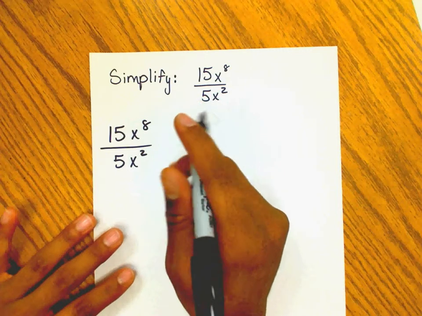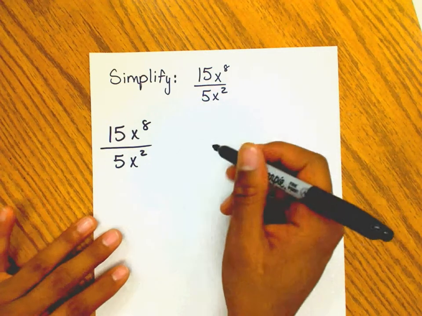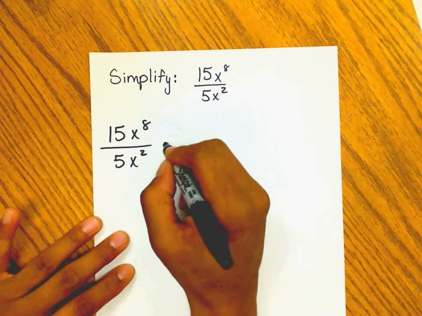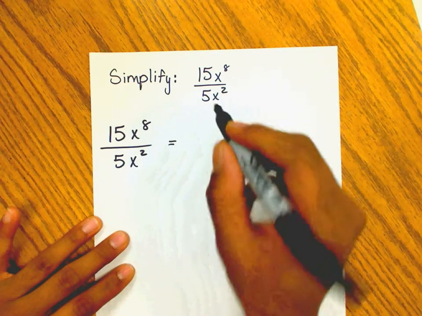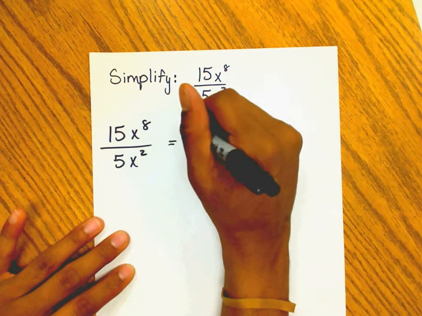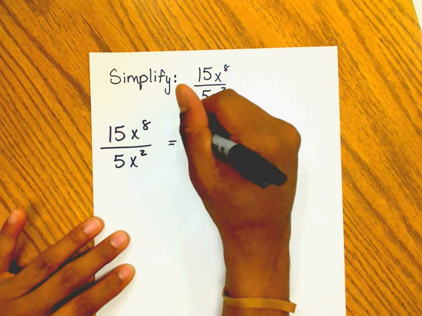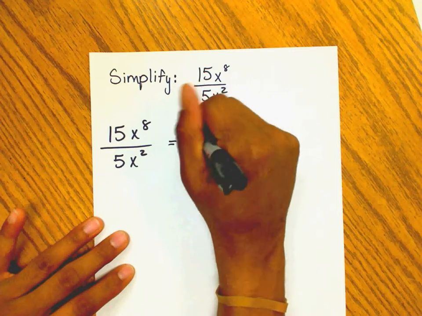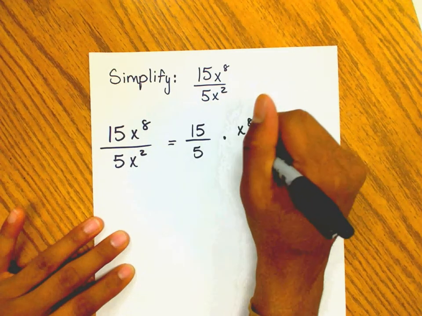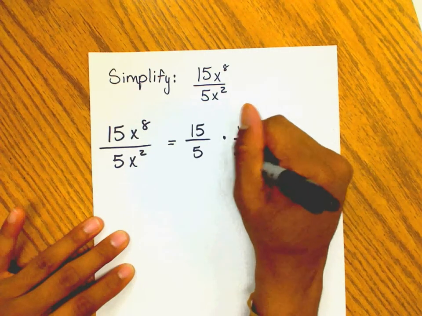there's 2 different ways you can write it. I'm going to show you the way that I would prefer to write this problem, okay? So, come over here, and what I'll do is just simply write it as a product, or write it as factors of a product. So 15 over 5 times x to the 8 over x squared, okay?